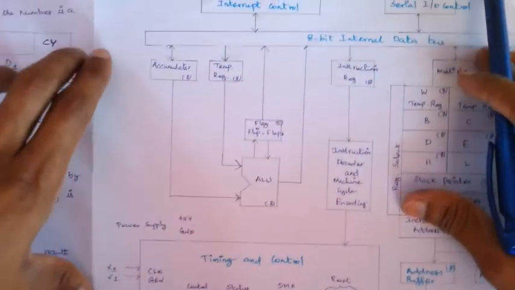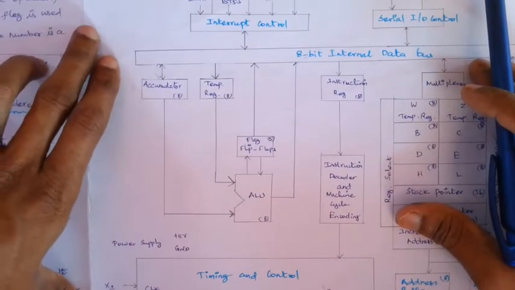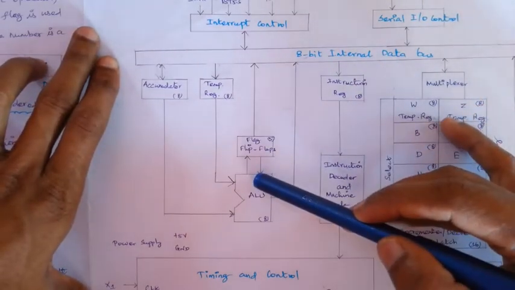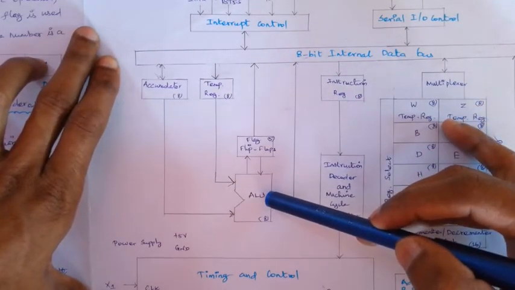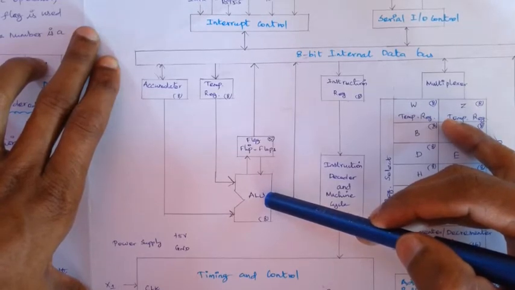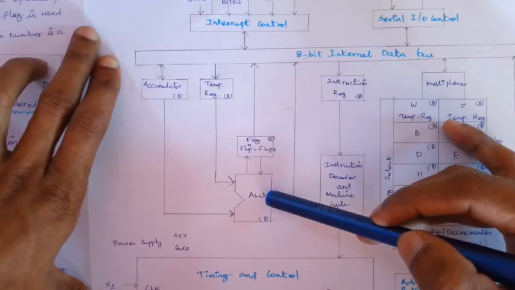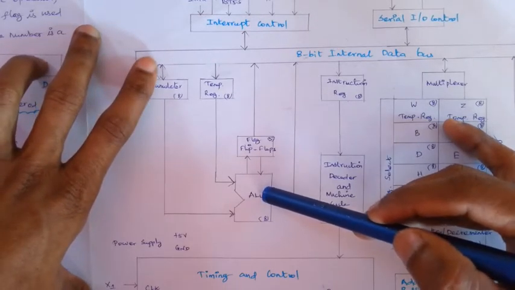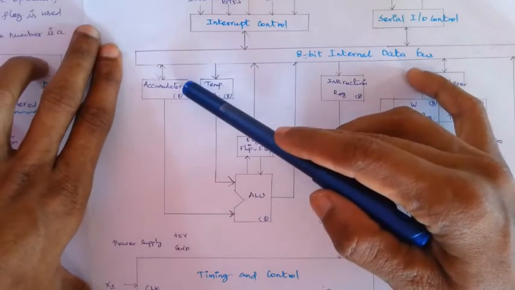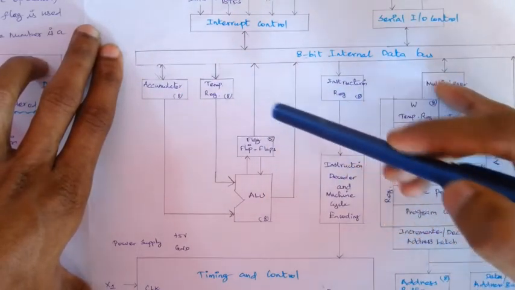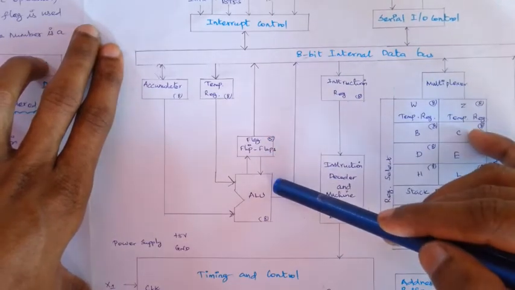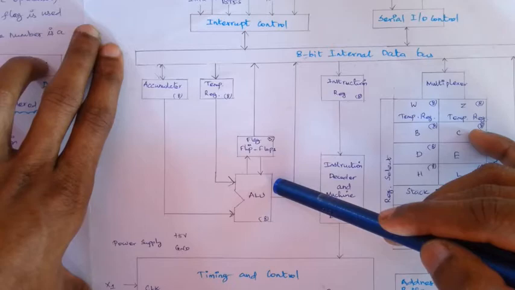Now we discuss the arithmetic and logical unit block. The arithmetic and logical unit performs the computing operations such as addition, subtraction, multiplication, division and logical operations and so on. The ALU consists of accumulator, temporary registers, flags and arithmetic and logical unit circuits.